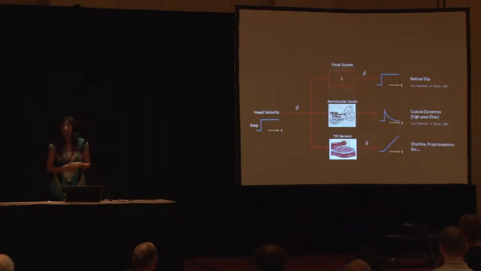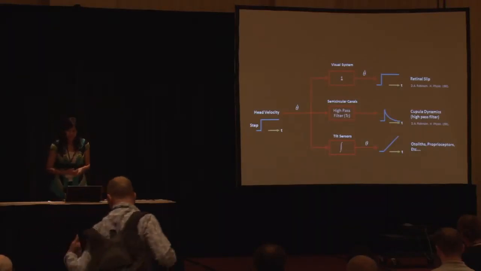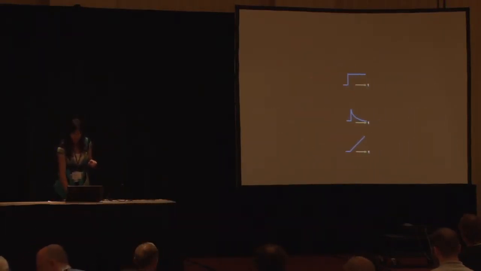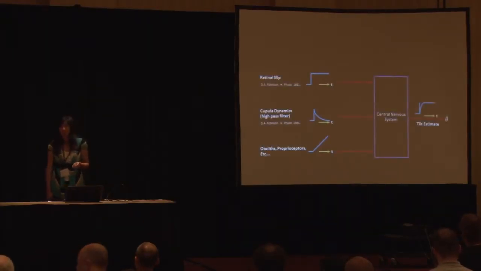So we can assume your visual system has a direct feed-through, your semicircular canals are like a high-pass filter, and your tilt sensors integrate. And so you can take these measurements and feed those same measurements into your central nervous system. And then it processes them and gives you an estimate of tilt, which, as you've seen before, is slowly tilting over.